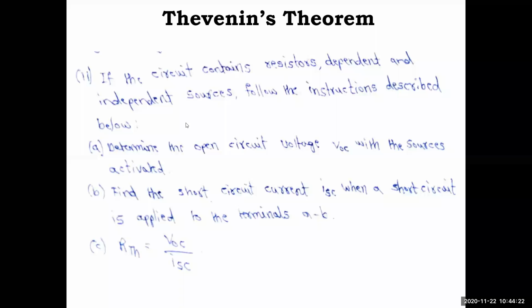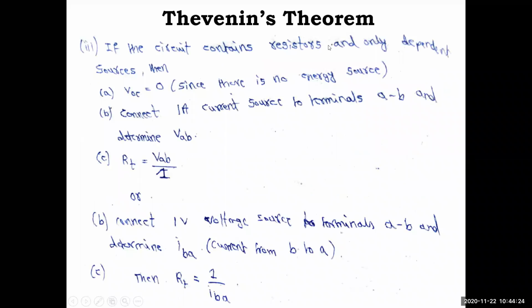Then there is the third variety. If the circuit contains resistors and only dependent sources, there is no independent source at all. In that case also you can find the Thevenin's equivalent circuit. There are again three sub-steps. First, there are no independent sources, which means open circuit voltage is zero because there is no energy source straight away. So in that case, how to find the ratio? For that, we'll connect a 1 amp current source to the terminals AB on the right side and we'll determine VAB.